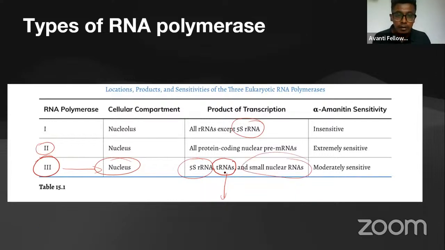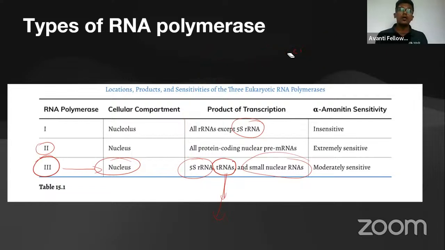I told you that I will be discussing the tRNAs in detail later. But what about this 5S rRNA and small nuclear RNAs? So they are involved in a very specific function called splicing. Okay, splicing. So what is splicing? What is the definition of it? What is the meaning of it? We will understand as we move further.